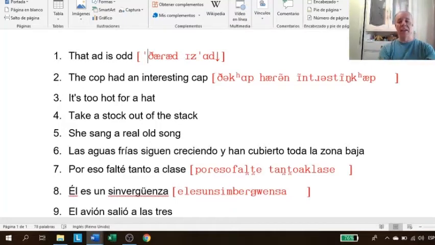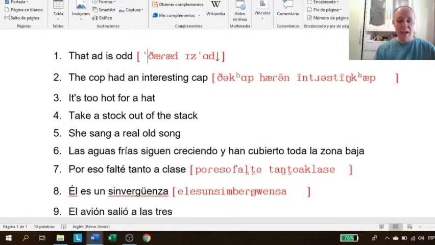So what do you think? That ad is odd. Is it the same volume? Yes. So what's normal volume in English? One or two, isn't it? So I need to write a two there. Or I can say that ad is odd. Or that ad is odd. Something like that. It's super subjective, not all your transcriptions will look exactly the same.